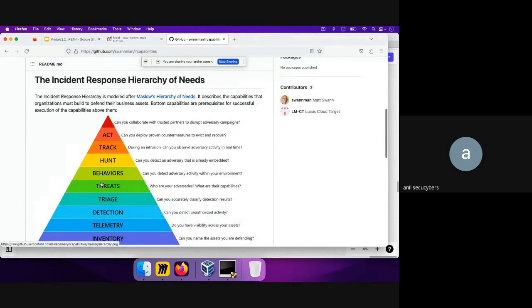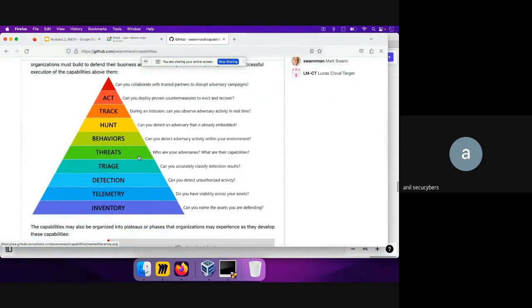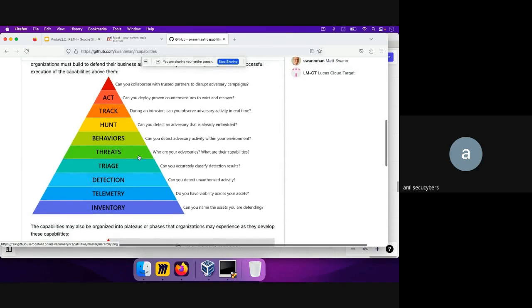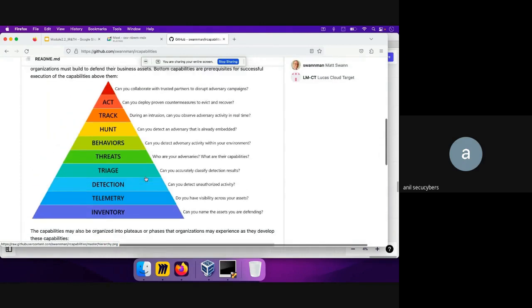So let's say the first thing. This is a triangle by which we can figure out whether our eradication skills are good or not, or whether our eradication technologies are good or not. So the first thing in the triangle is the inventory. Let me just quickly give one second.